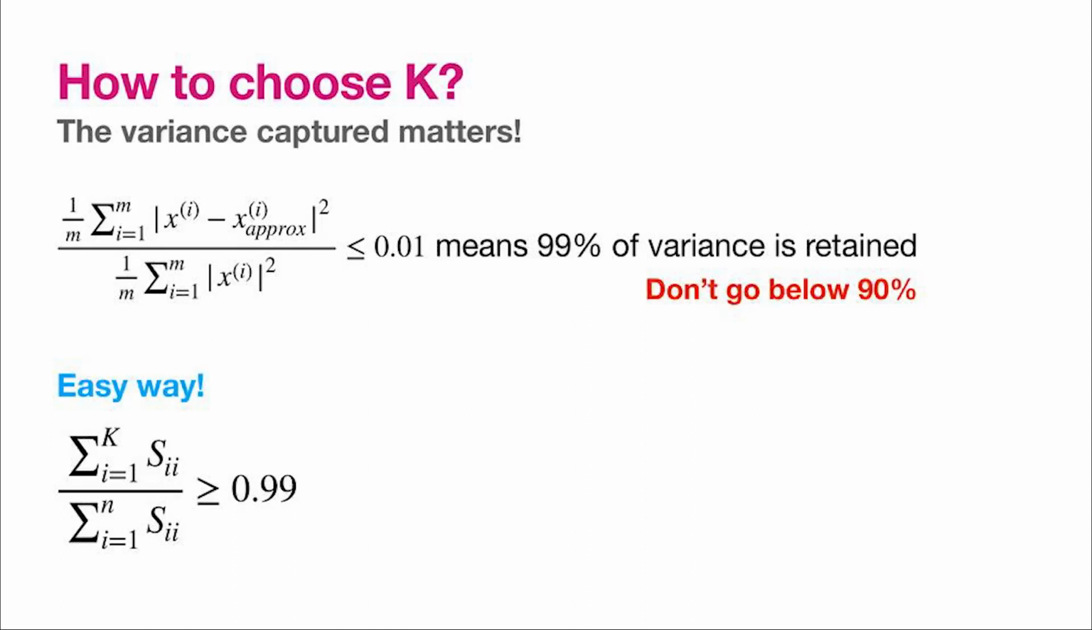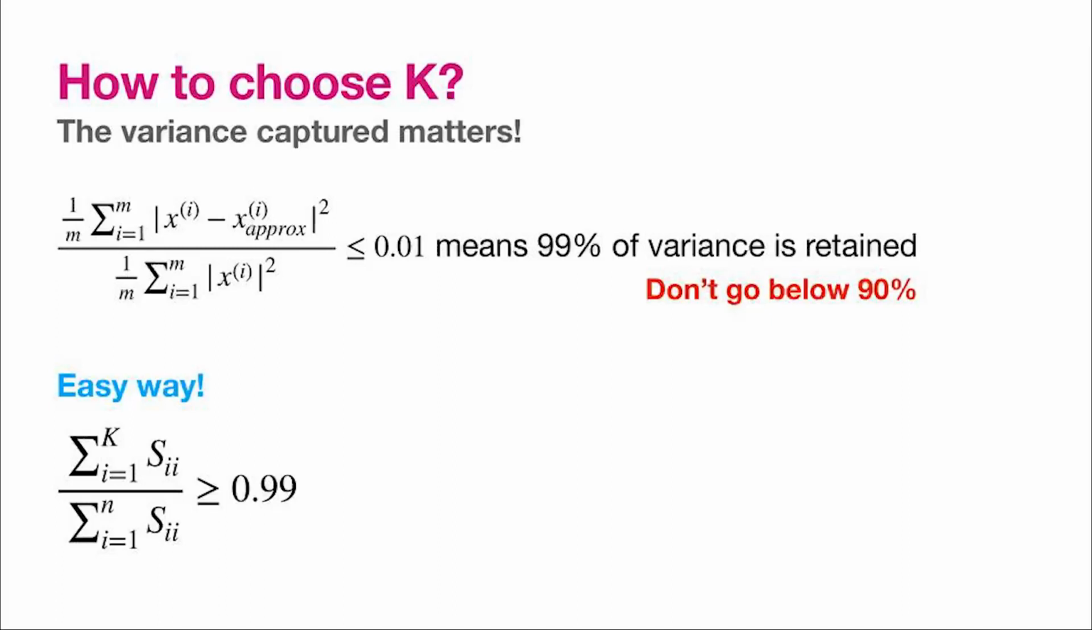This is not the right way. The thing that actually matters when you are trying to figure out the number of principal components, k, is the variance. Because the variance contains the information. The variance that you are capturing really matters. And different values of k will have different values of variance.